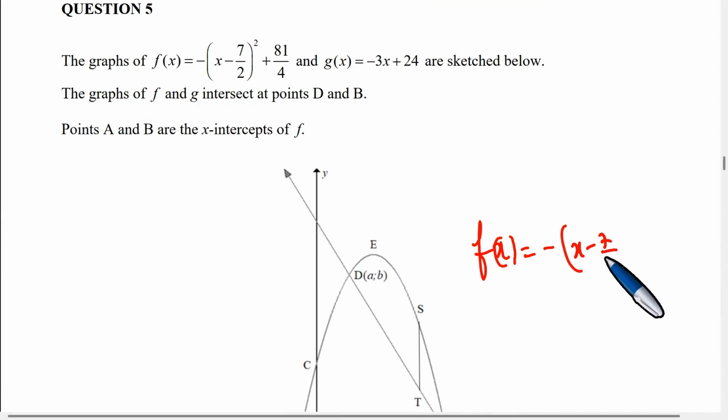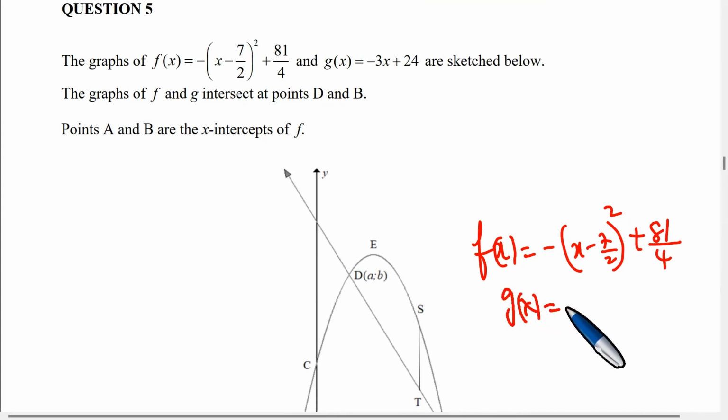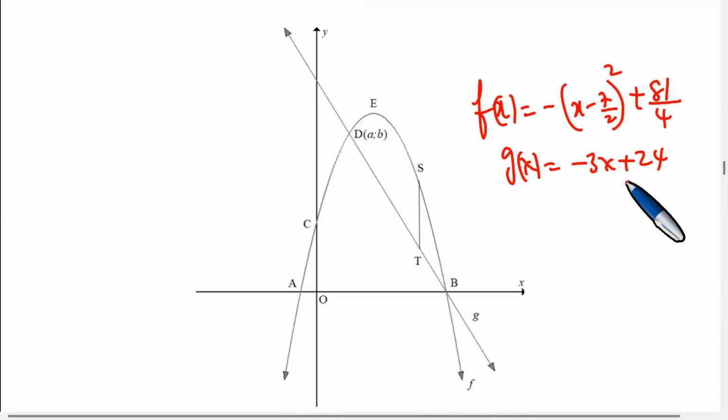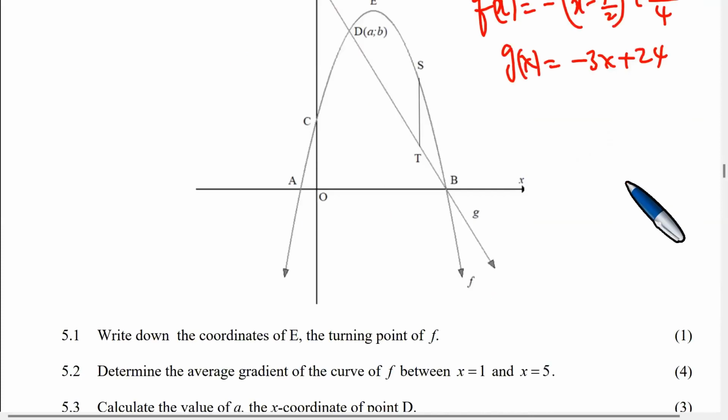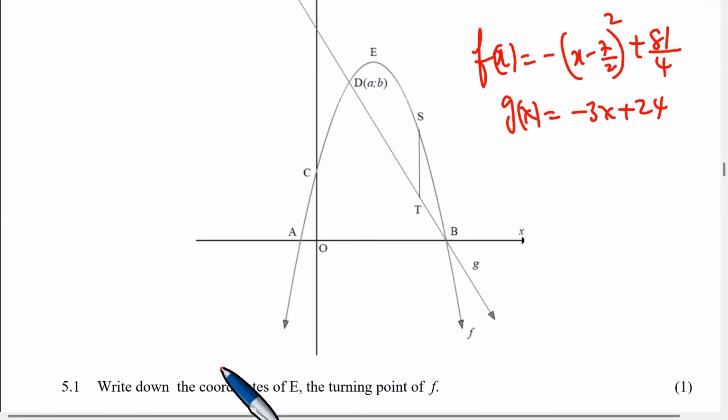which is minus that, plus 81 over 4. Okay, so write down the coordinates of E, the turning point of F. It's obvious. What is the turning point? Because you have the graph of F, which is minus x minus 7 over 2 squared plus 81 over 4.